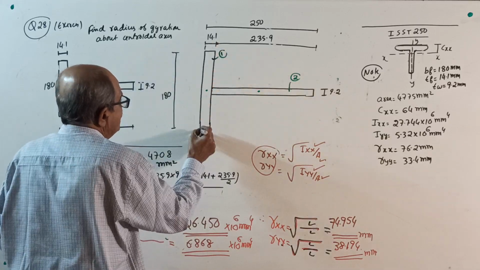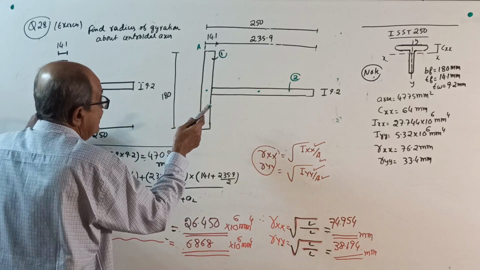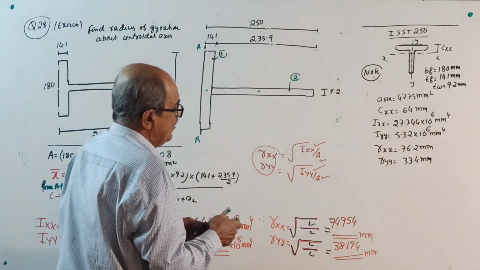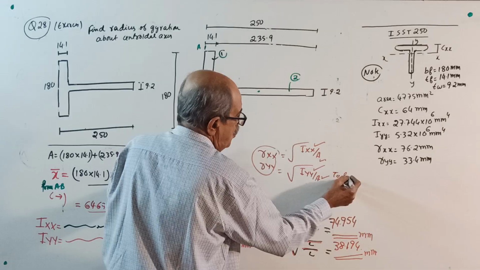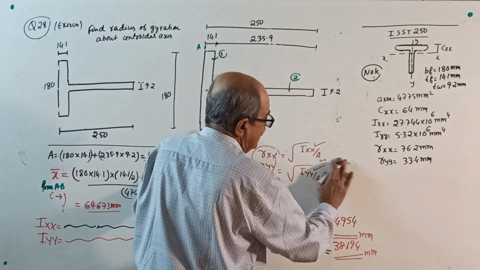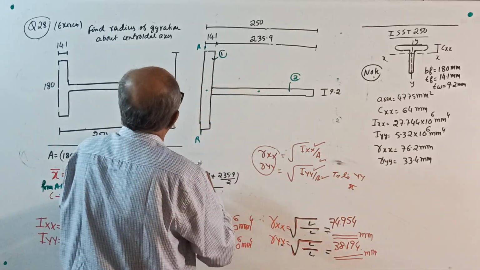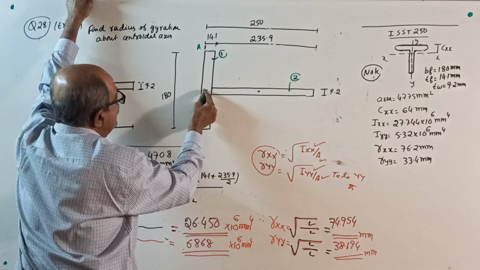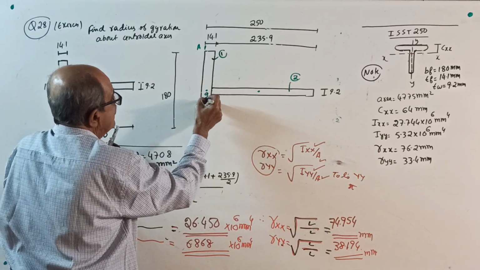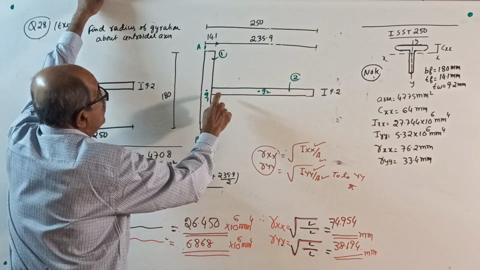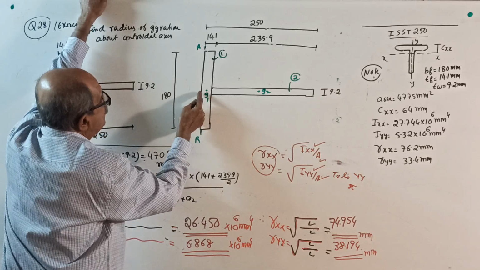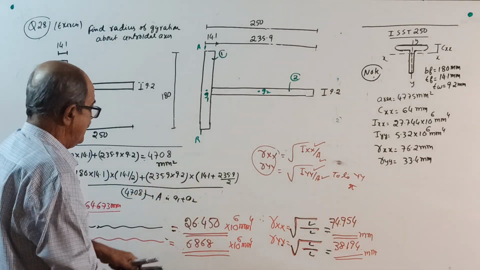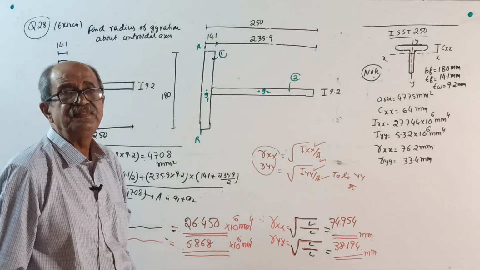X bar from where? You find X bar from this line. Before that, make a note: this is symmetrical about the XX axis, and YY you have to locate. To locate the YY axis, X bar is required. Calculate A1, X1, A2, X2: A1 is 180 into 14.1 into 14.1 by 2, G1, G2, plus 235.9 into 9.2 into 14.1 plus half of 235.9, divided by total area, 4708. X bar will come 64.673 millimeter.